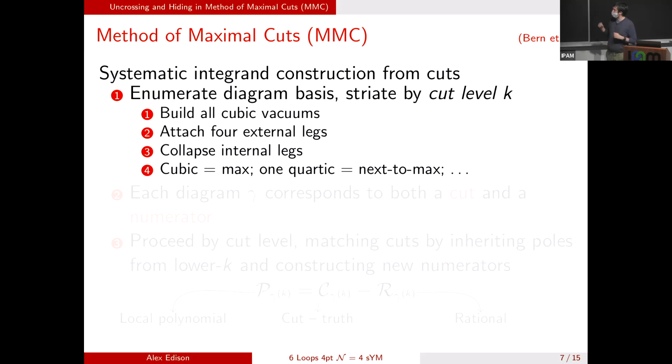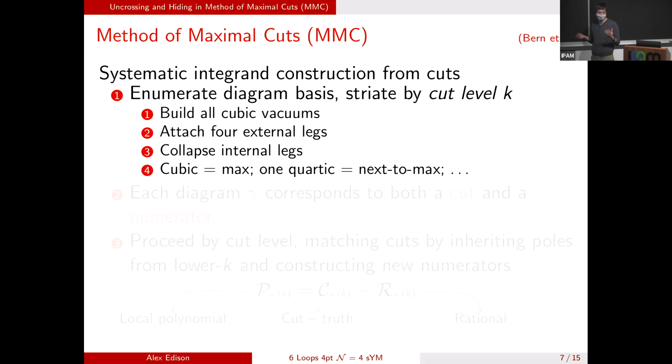And the idea is we're going to use the method of maximal cuts, which has been developed by Zvi and Lance and David, and then a number of other people afterwards. So we're going to build up a systematic construction of the loop integrand from the cuts, avoiding rational functions as much as possible. So the first thing we need to do is enumerate our diagram basis.